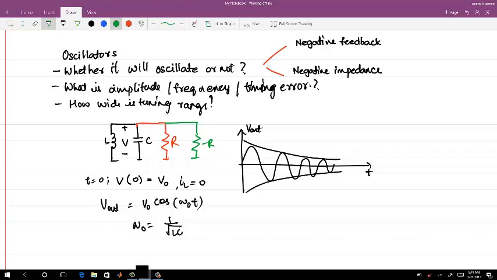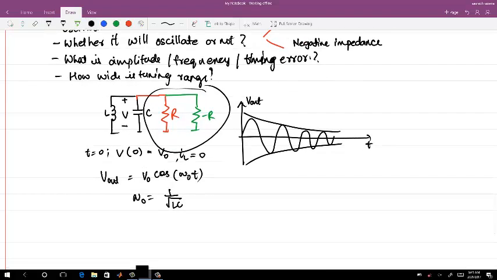All those things come with your negative impedance analysis, and that involves a lot of mathematics. That's why I'm skipping it for right now. I will come back to it once you get it through the negative feedback. Any questions?